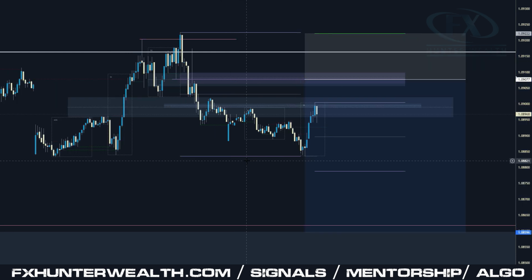I've got my plan, and I would like to see price visit these levels, or as said, I'm open-minded, right? If I miss it, then we can get a confirmation and then the pullback on the New York session for the continuation, right? So yeah.